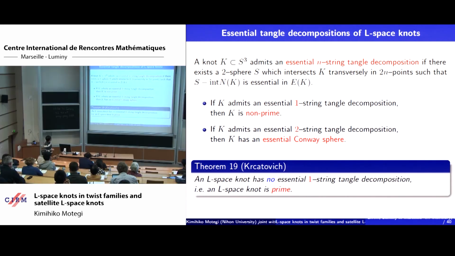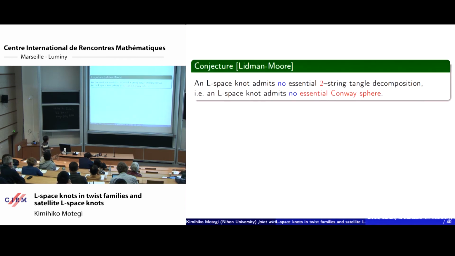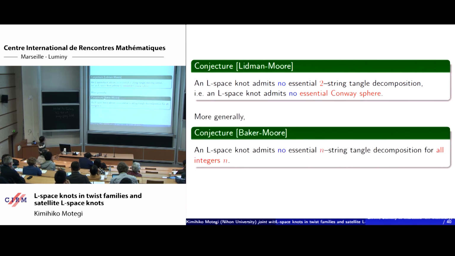And actually, Krcatovich proved that an L space knot has no essential 1-string tangle decomposition, meaning that an L space knot is prime. So any connected sum cannot be an L space knot. And Lidman-Moore conjectured that an L space knot admits no essential 2-string tangle decomposition, namely an L space knot admits no essential Conway sphere. And furthermore, Baker-Moore generalized this to conjecture that an L space knot admits no essential n-string tangle decomposition for all integers n.